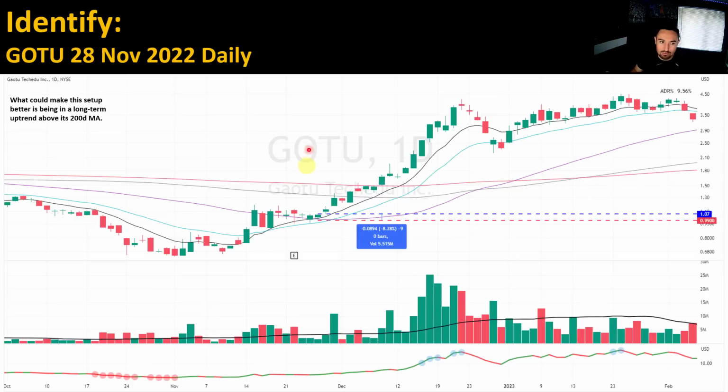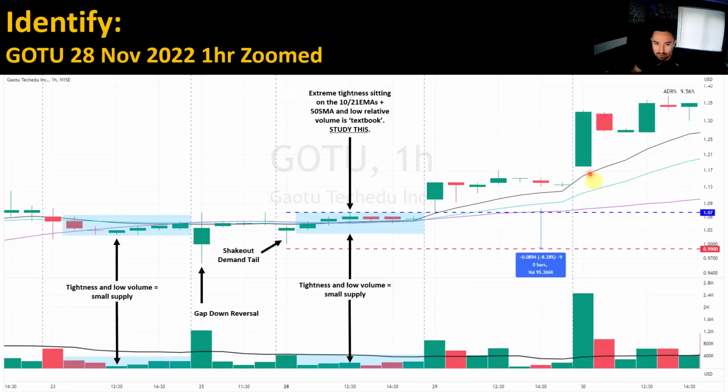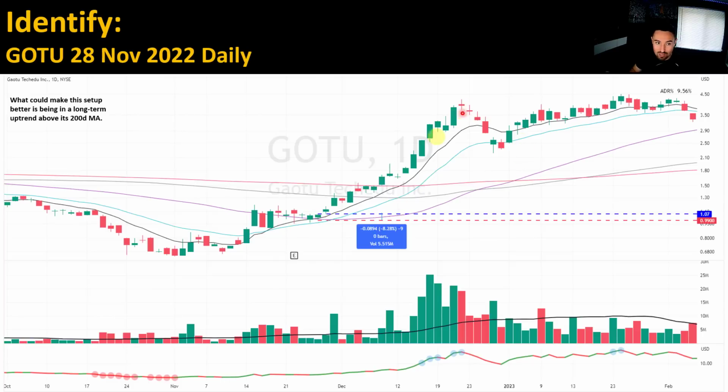Makes sense? GOTU, this happens underneath the 200-day moving average. It's more in a long-term downtrend, but builds this flag type pattern. And then look at the tightness coming through. This is what I really want to emphasize. Look at the tightness. Gap down reversal bar and a shakeout demand tail here. Shakeout demand tail here. Look at the tightness. Look at the low volume. And that's before the stock goes up like this.